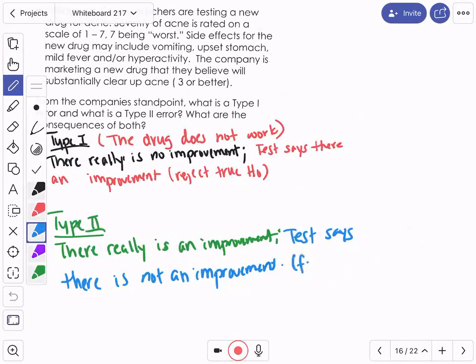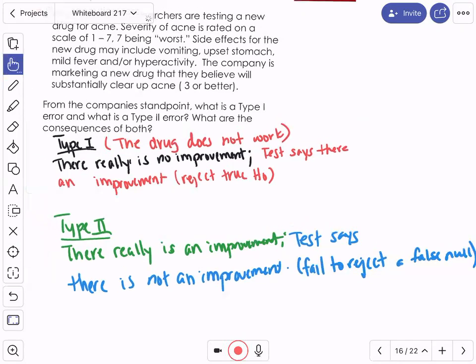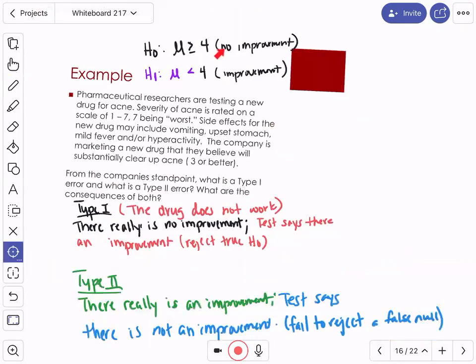What you're doing is you're failing to reject. You fail to reject a false null. You have failed to reject a false null hypothesis. All right. You failed to reject a false null. The null is false. What do I mean by that? What is the null again? There is no improvement. This is false. There really is an improvement, but you failed to reject that. You failed to reject this no improvement statement, which means you're saying that there really is no improvement.